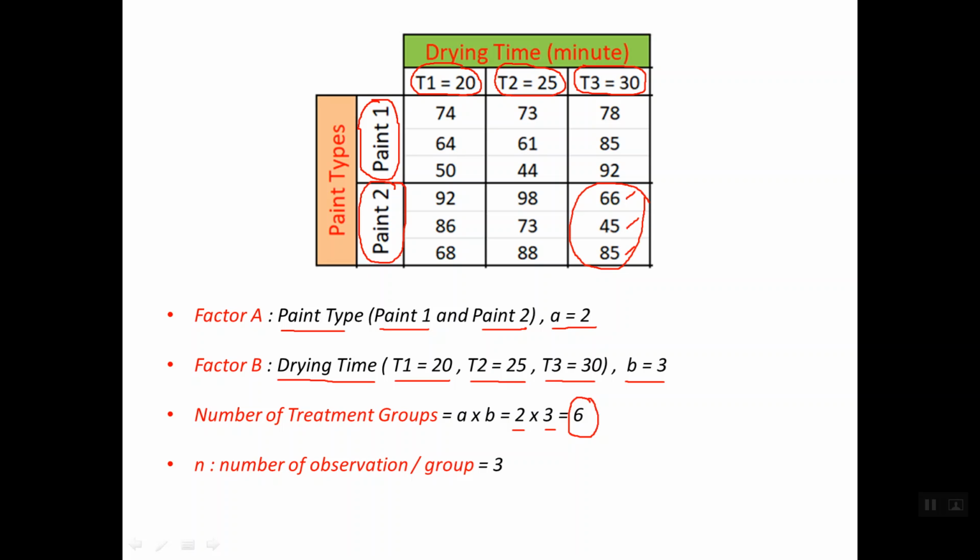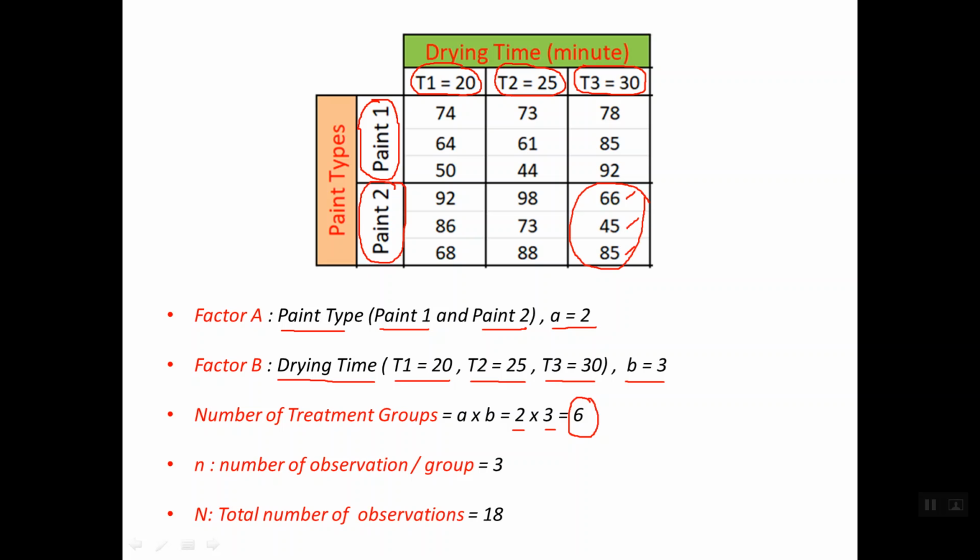And if you notice that this value 3 is the same for all the groups of the treatments. So this is the meaning of the balanced design. Later I will talk about the unbalanced design in a second presentation later.